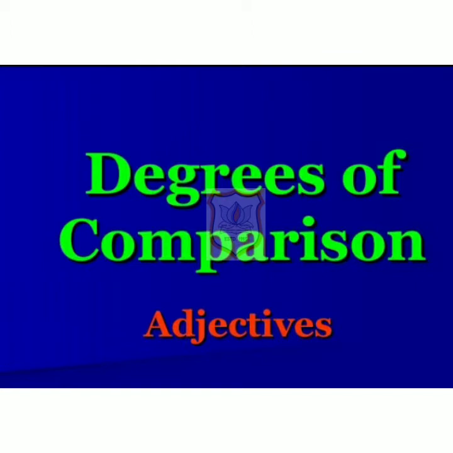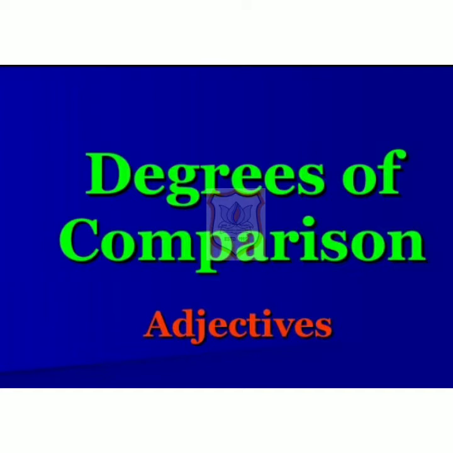Today, we shall discuss the new topic, that is degrees of comparison in adjectives. So, what are the degrees of comparison? There are three degrees of comparison. The first one is the positive degree, second is the comparative degree, and the third one is the superlative degree. So, the positive degree is used to refer to one object, person, or place without making any comparison.